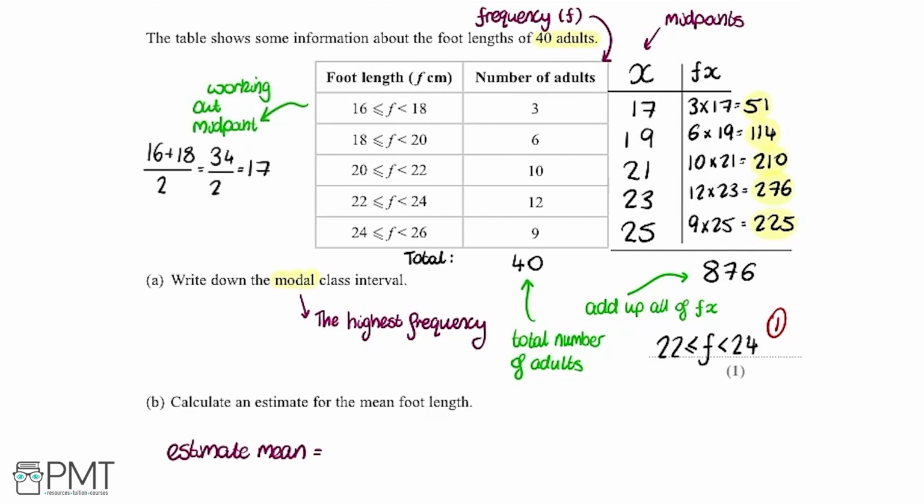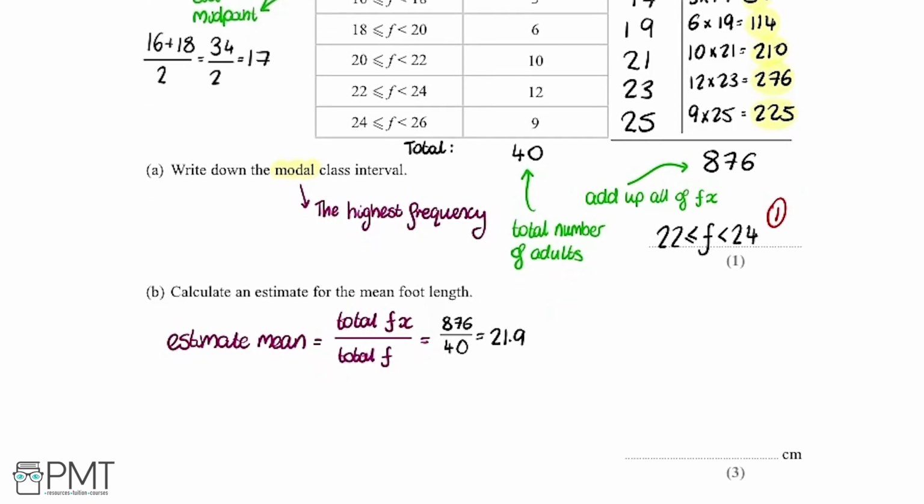When you usually think about a mean, you think about everything added up, divided by how many things there are. That's the sort of phrase you can use to think about it. And it's the same thing here. So we've got the total of frequency multiplied by midpoint, so f multiplied by x, divided by the total frequency, so the number of adults in this case. So we get 876 divided by 40. And popping that into the calculator, we get 21.9, which is our final answer. So writing that in the answer box here, we have 21.9 centimeters is our estimate for the mean foot length.